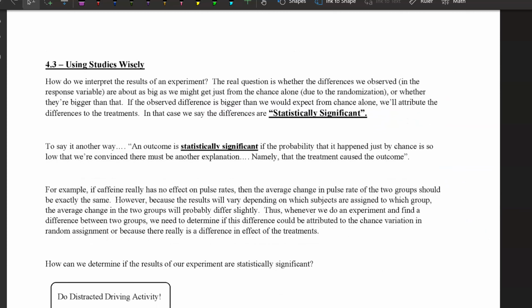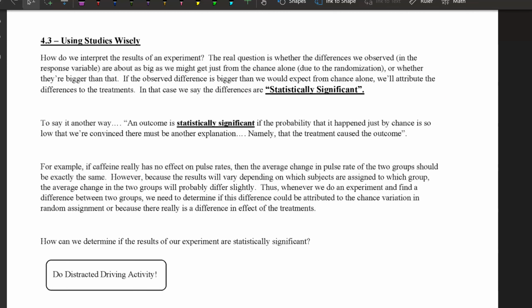Using studies wisely. So a lot of this last section is just kind of common sense a little bit. So how do we interpret the results of an experiment? The real question is whether the differences we observe in the response variable are about as big as we might get from chance alone, from the randomization, from the random assignment, or whether they're bigger than you would expect to see from the random assignment.